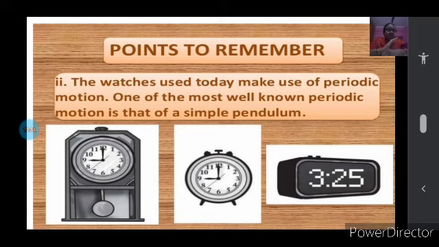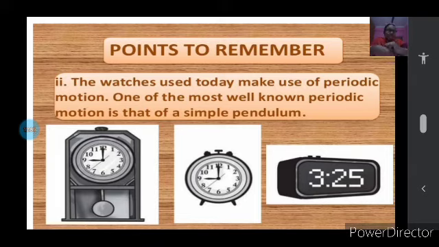Periodic means it is repeating itself in regular intervals. You might have learnt about this. Galileo was a scientist who observed the pendulum of a clock in a church, and he thought that as it is repeating itself in regular intervals, why can it not be used for measuring time?